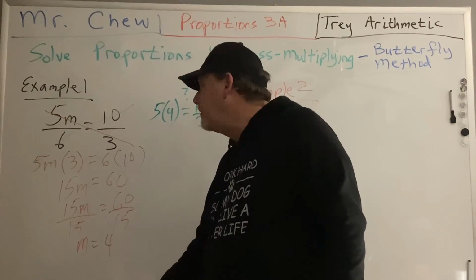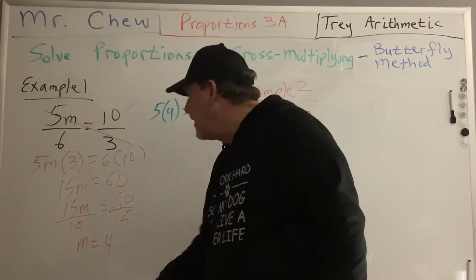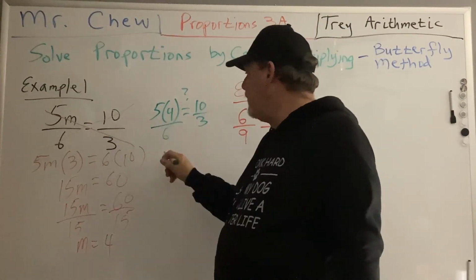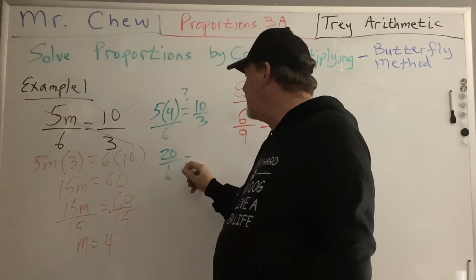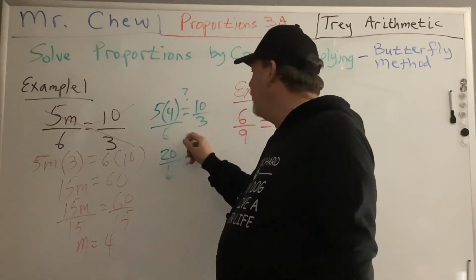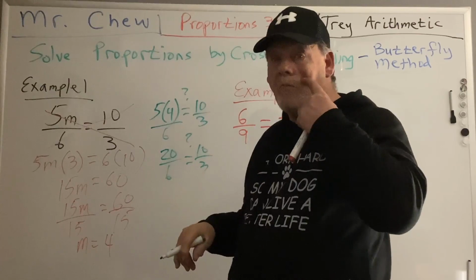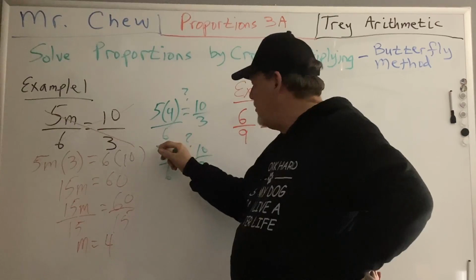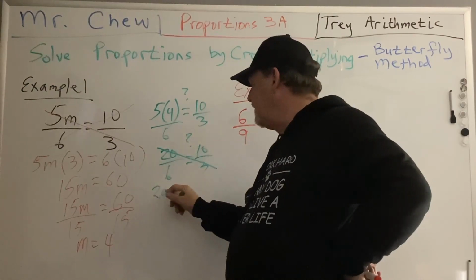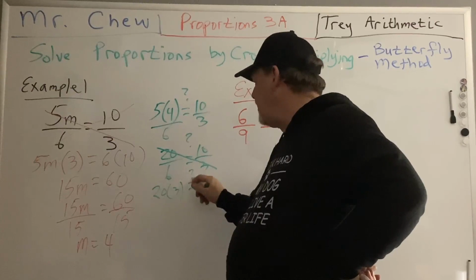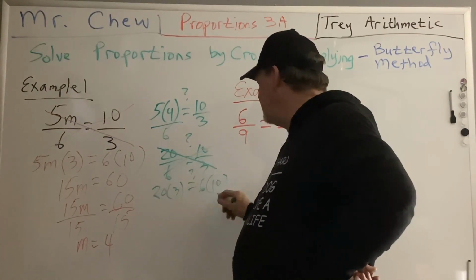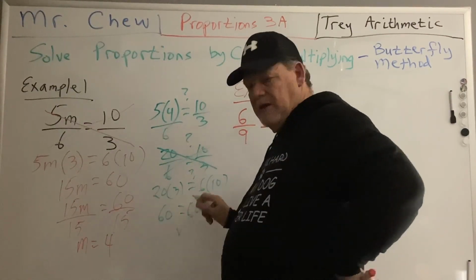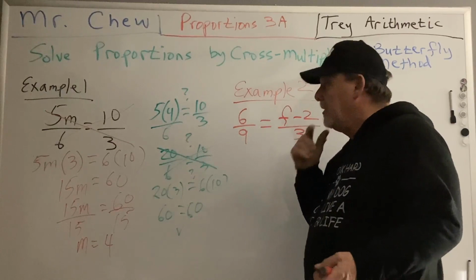I wrote that wrong because I've got to have it over 6 here. All right, so 5 times 4 is 20 over 6, because I have to simplify that first one, because you're going to multiply before we cross multiply. Now I do my butterfly. 20 times 3. Does that equal 6 times 10? 20 times 3 is 60. 6 times 10 is 60. I know it works. So there's a one step.